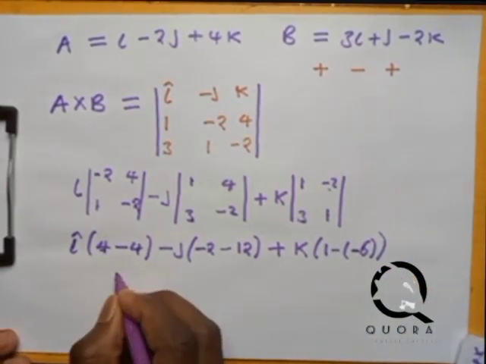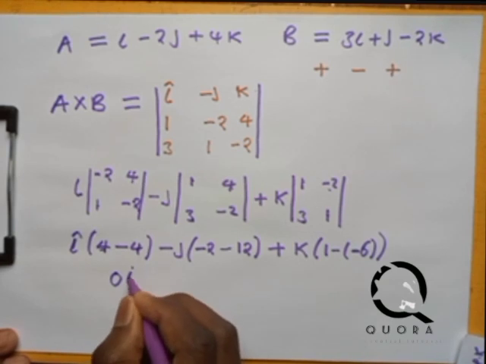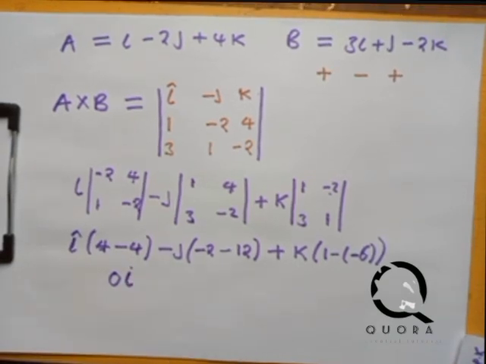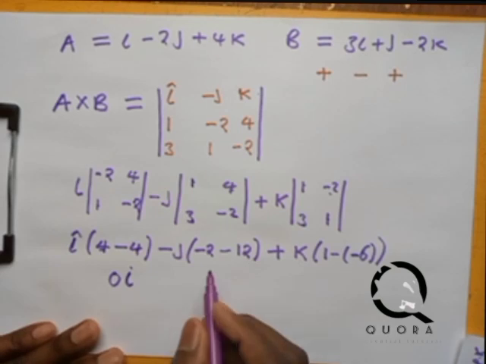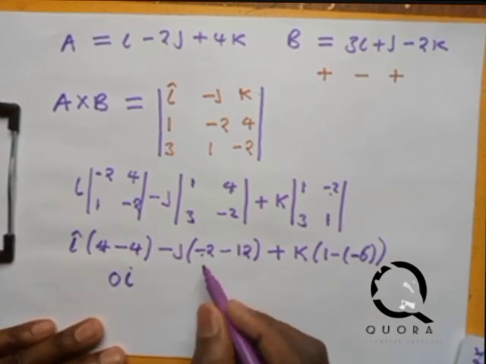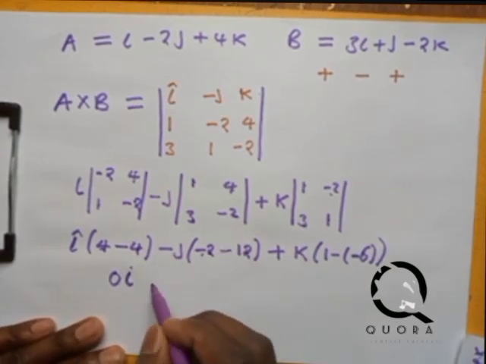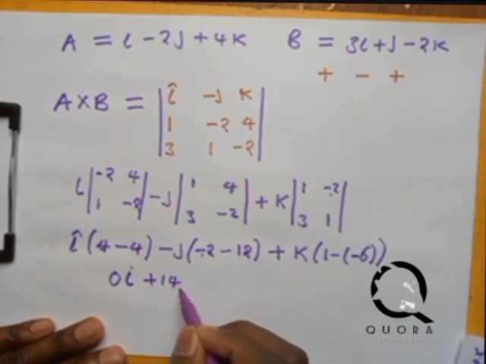Here we are going to get 0i. Don't forget to put this. Very, very important. Inside, we are getting negative 14. Negative 14 multiplied by that, we are going to get 14j.